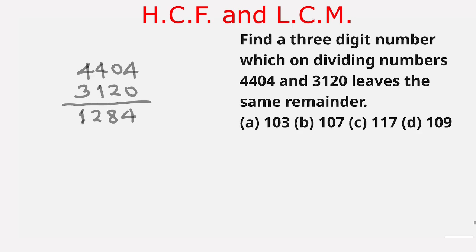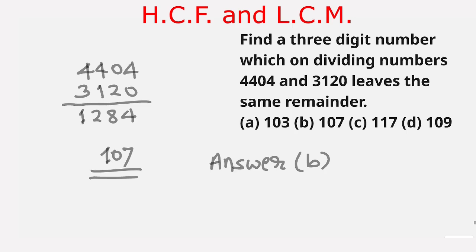So the only number that divides 1284 is option B, 107. So 107 is that number which divides 1284 exactly. This is a 3-digit number from the given options. And our answer is option B, 107.